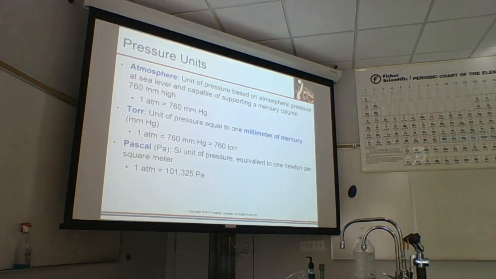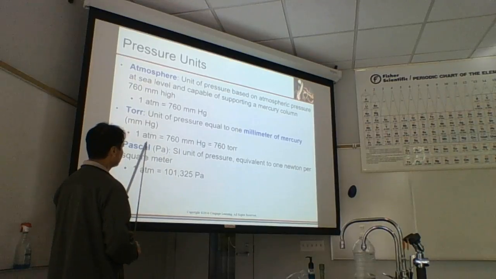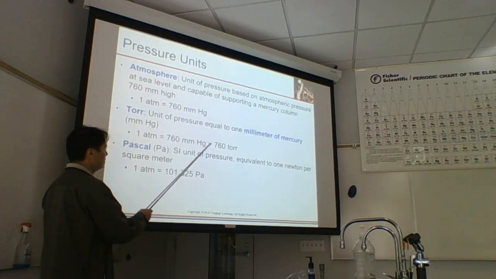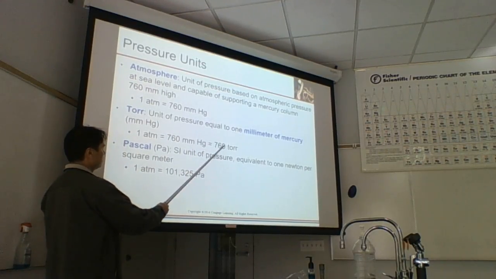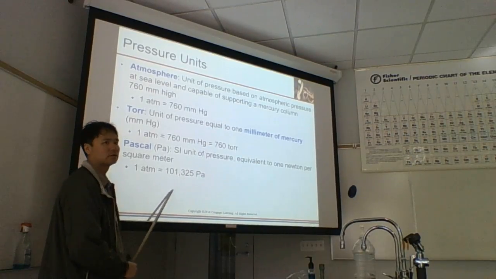What do you need to know from this? What you need to know is this middle one here. You should know that 1 atmosphere is the same as 760 millimeters. In fact, it's defined. It's a kind of definition. It's exact. This one you don't have to know. I don't think we're going to do much with Pascals.